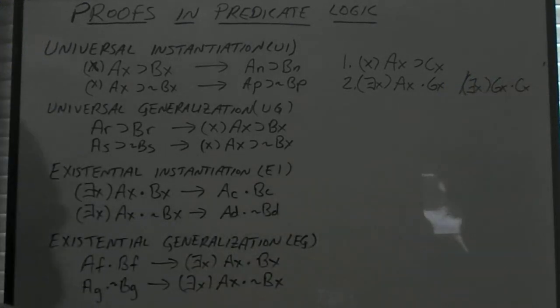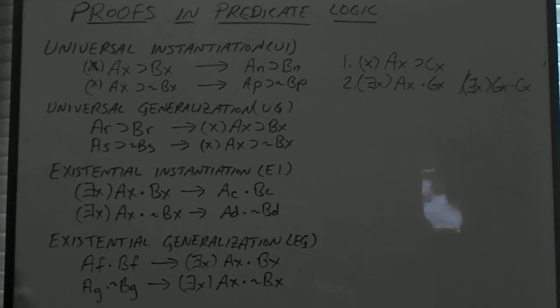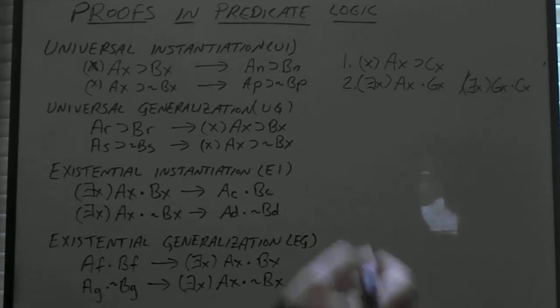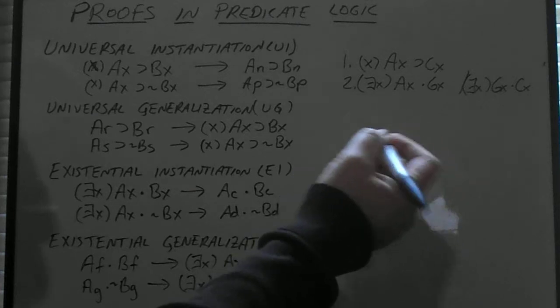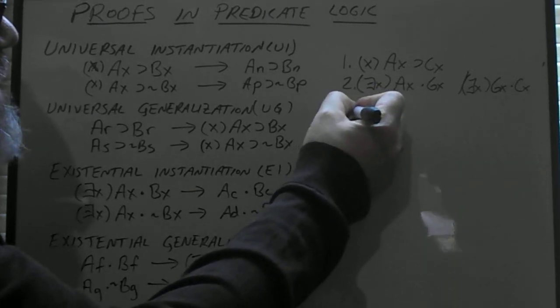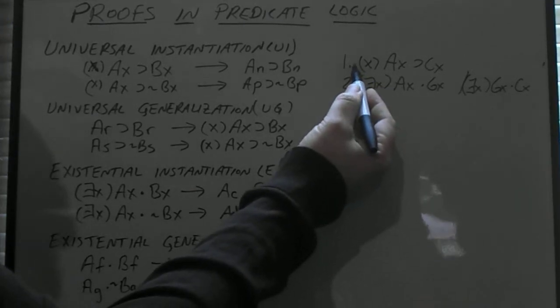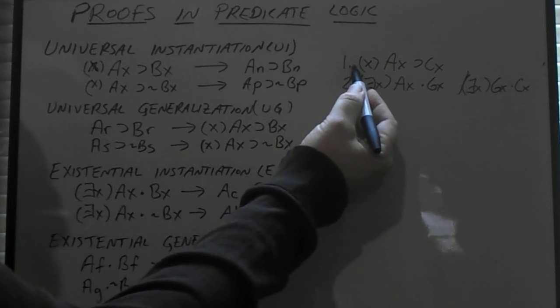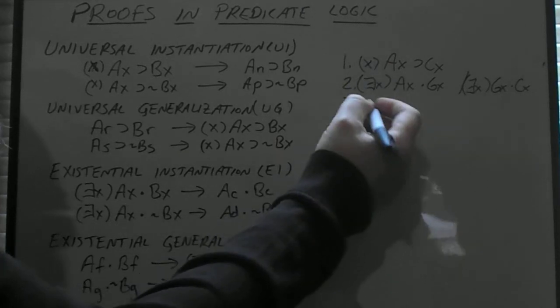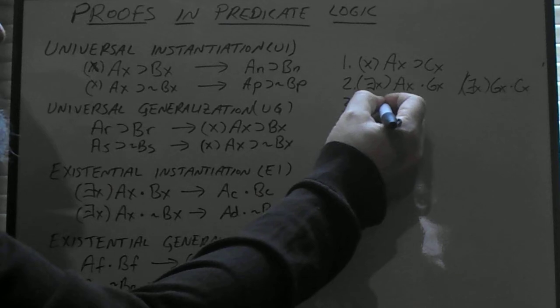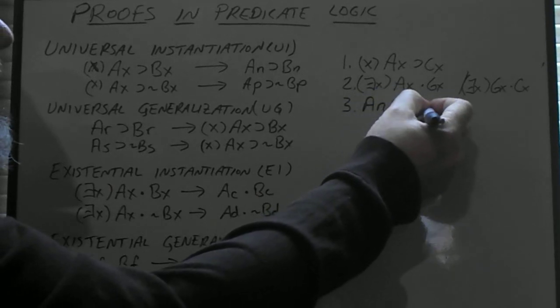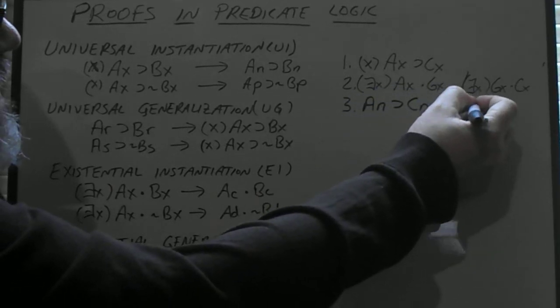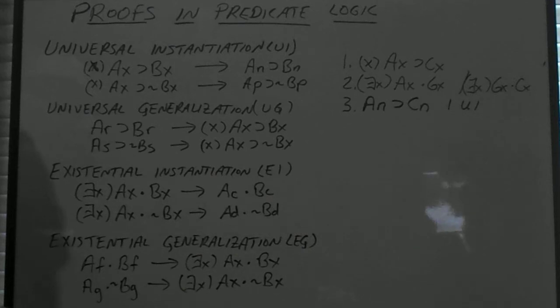Okay. So now with this one, there isn't any specific letter that's being given to us, so we can just arbitrarily choose any letter that we want to. I'm going to make it N. Sounds good. So for line 3, I'm going to take line 1 and do a universal instantiation. Get rid of that universal quantifier. We make this AN, then CN from line 1, universal instantiation.